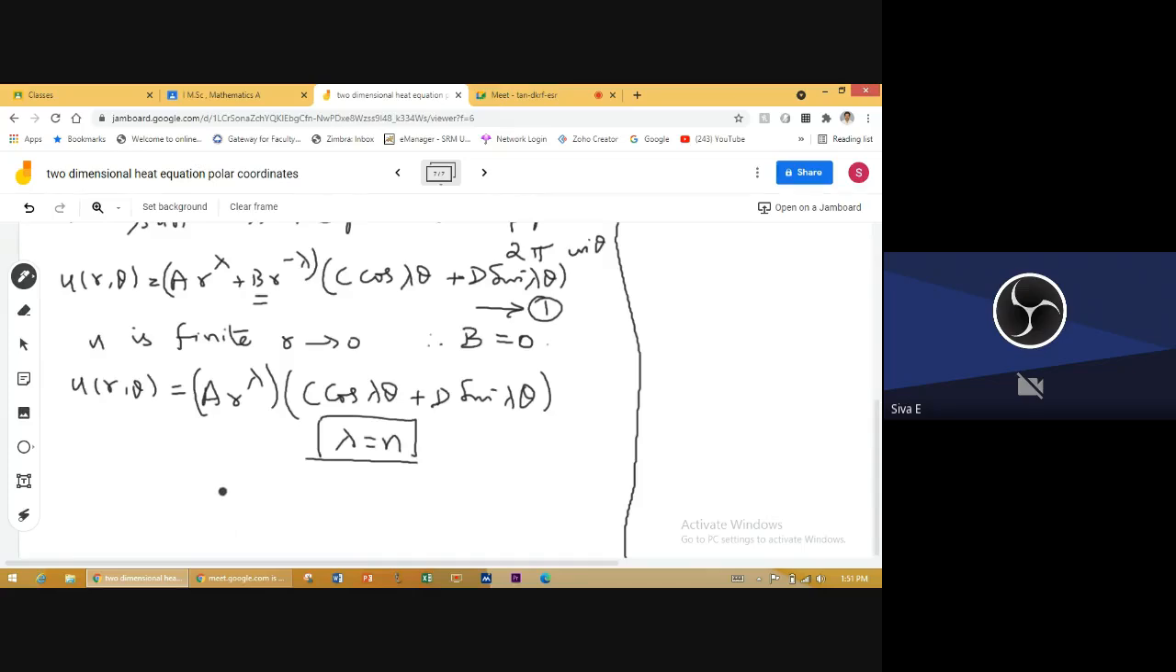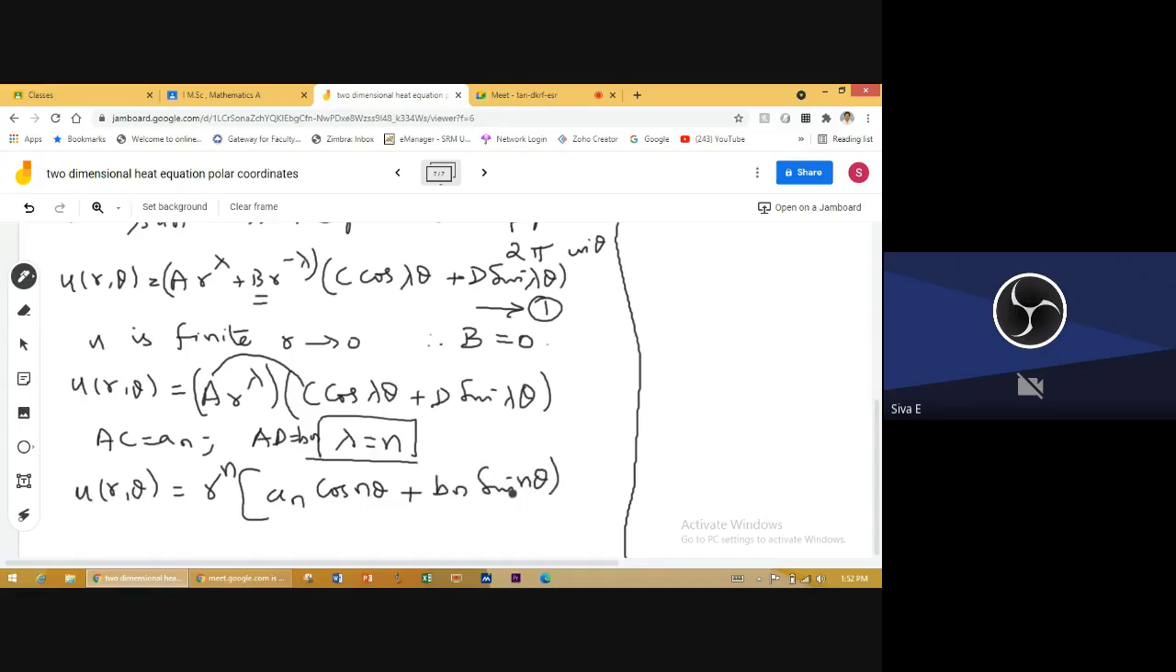When lambda equal to n, what is u of r comma theta? We can combine a and c as an, and d as bn. Then this equation will become, with lambda equal to n, u of r comma theta equal to r power n, an cos n theta plus bn sin n theta.